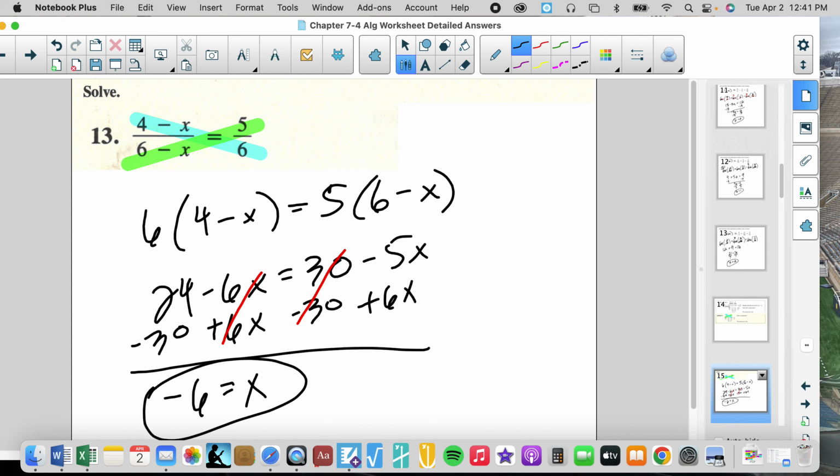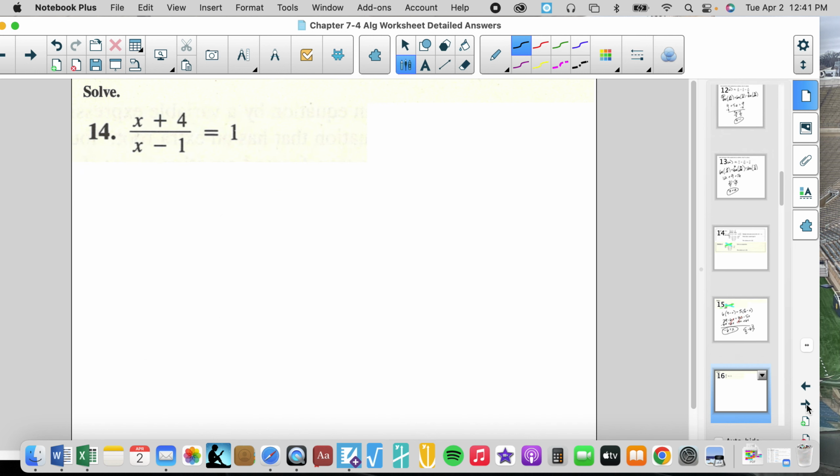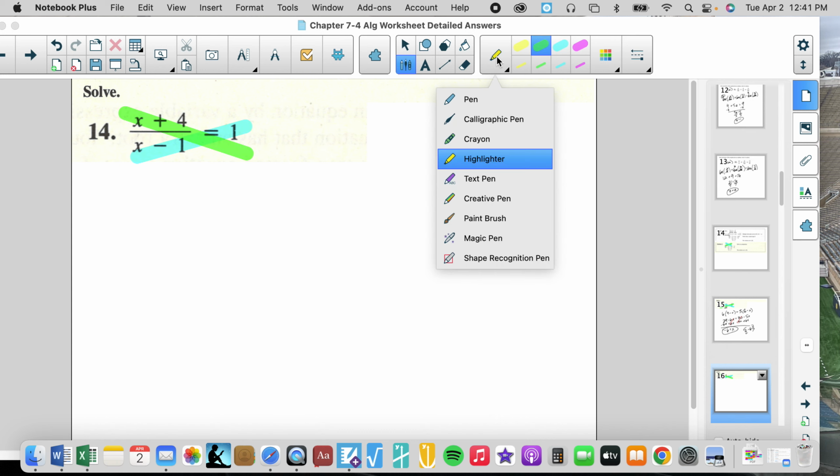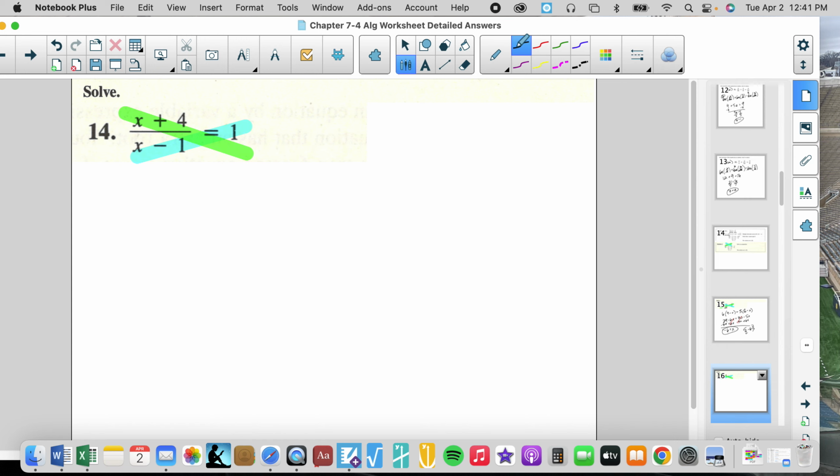Now that's my solution. If I plug in negative 6 in here, does it create 0 in the denominator? It does not. That would give us 12 in the denominator. And it would give us 10 in the numerator. 10 over 12 simplifies to 5 over 6. So my solution set is just going to be negative 6. So we will have to check each of our solutions. Actually, you don't have to check. We just want to check the denominator. So we will be checking to make sure the denominator does not become 0 when we plug our solution back in.